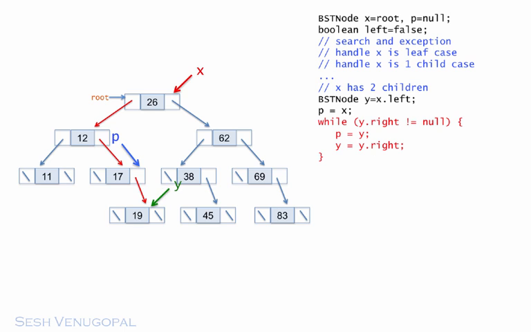And then we copy the y data into the x node. So how does deleting y instead of x actually get the correct result? There are a couple of reasons why. First, because we found the largest value in the left subtree and wrote it over the x value, everything that remains in the left subtree of x is still smaller than x.